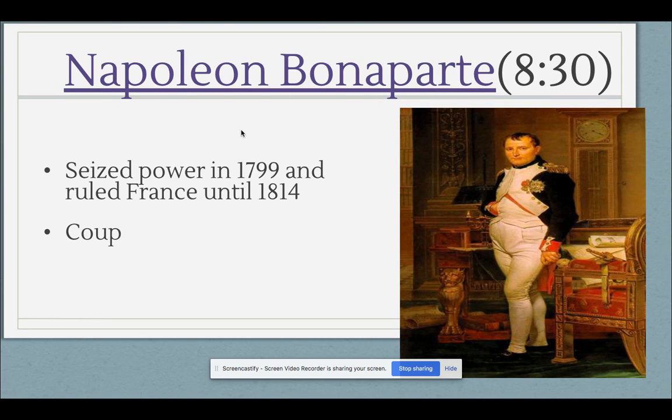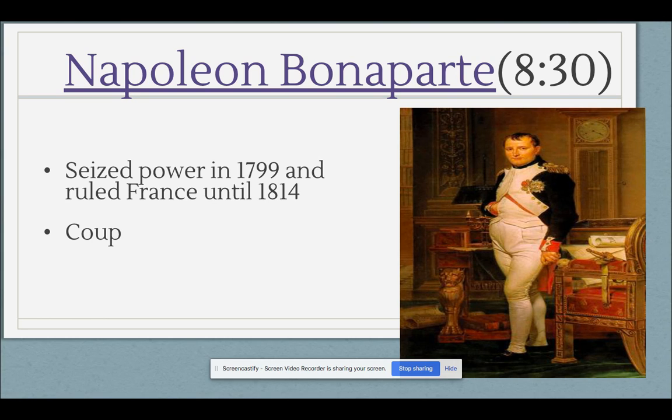A couple things about Napoleon Bonaparte: he seized power in 1799 and he ruled France until 1814. He was able to gain power through a coup. I mean, a coup, you want to think about this as force rule, right? He was able to just overthrow militarily the government that was in power. So, to sum it up, a coup is a quick seizure of government. Eventually, he's a very victorious military leader.